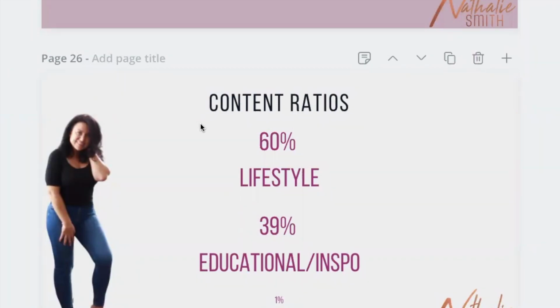39% are going to be educating people. So this is where 4 out of 10 posts are going to be addressing those things we talked about. It's going to be an objection post, a pain post, or a pleasure post, but you're going to split it up between those. And then I put 1% booty shots.